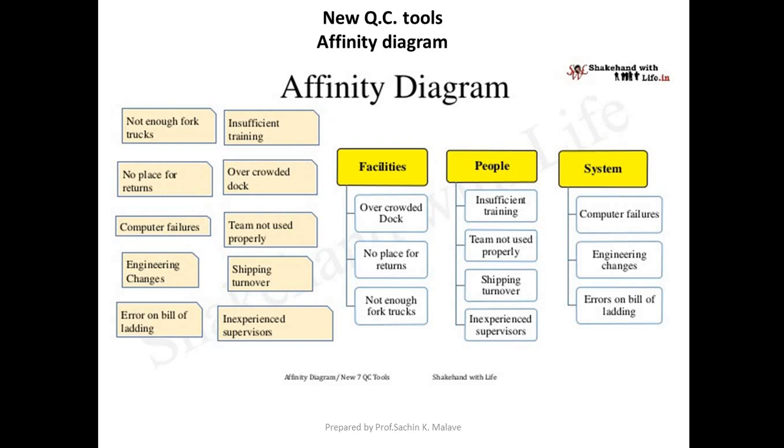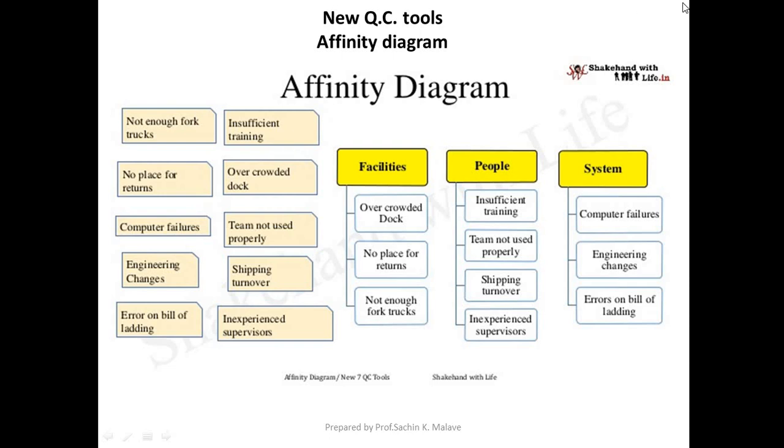So the first new quality control tool is the affinity diagram. Okay, so what is this affinity diagram? It is also known as the KJ method. It is a kind of brainstorming tool which organizes a large amount of disorganized data into groups. Such groups are based on their natural relationships.